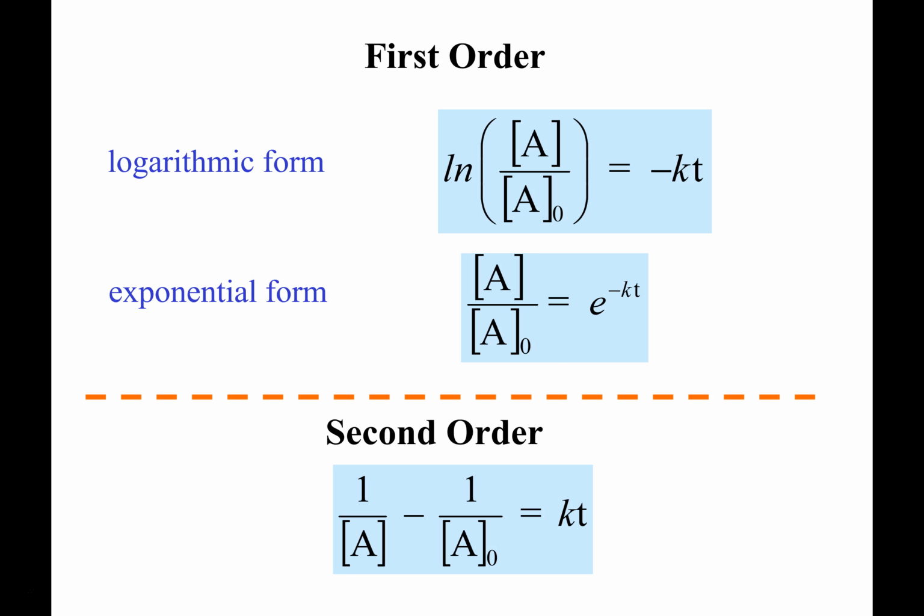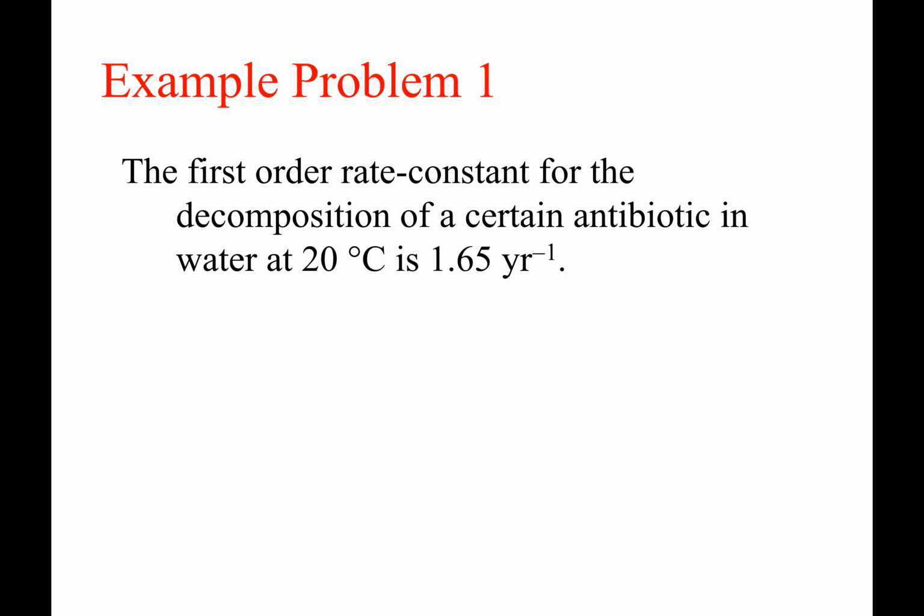And then for second order, not so surprisingly, it looks like this. Again, these are the integrated time concentration equations that we used to come up with a straight line to test for zero, first, and second order. So let's just say we have something that is first order. To work a problem like this, you need to be organized. If it says first order, you should say, oh, these are my tools with regard to first order. That's what I would do.